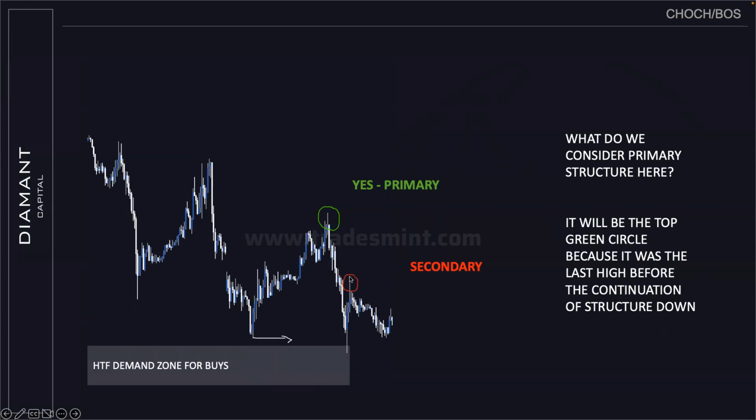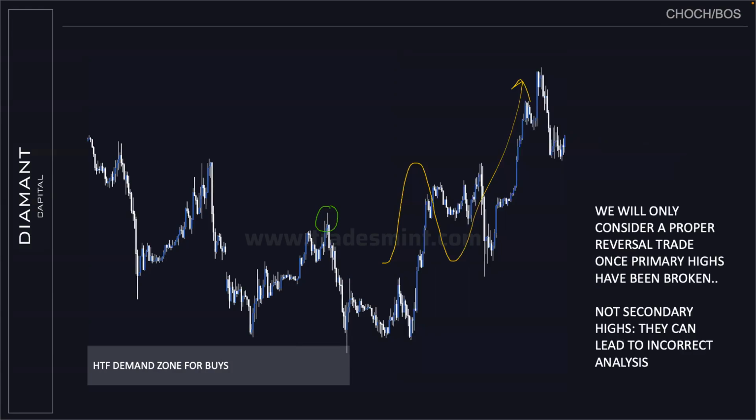Now, what some people would do is they would mistake that and say, okay, once we get a break above this red zone right here, that's going to be enough validation for us to take that confirmation upwards. Instead, what you want to do is actually wait on the break of that primary high. And of course, I'm not saying that you have to do this every single time because there are scenarios where it does work out, but you want to increase probability. This is exactly what you need to do. So we will only consider a proper reversal trade once primary highs have been broken, not secondary highs, as they can lead to incorrect analysis.